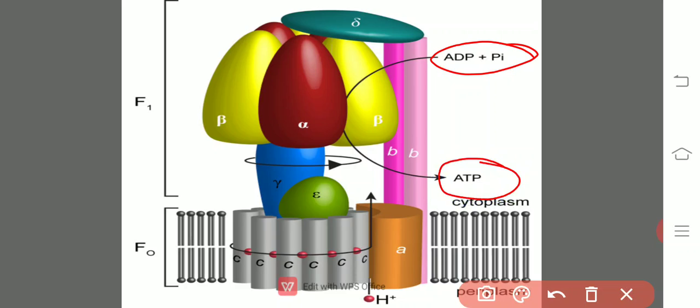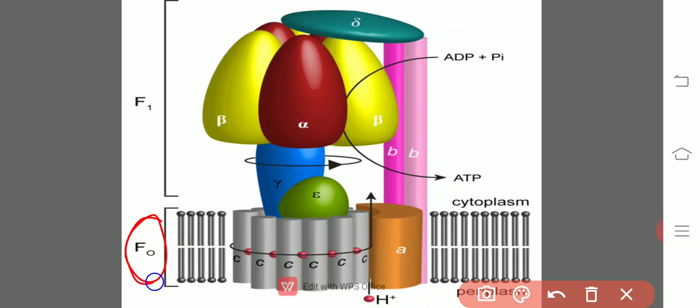So this is all about the F1 portion. This is known as the F1 active site. Then coming to the F0 portion, the O or 0 represents an indicator for the sensitivity to oligomycin. This F0 portion is an integral membrane protein.